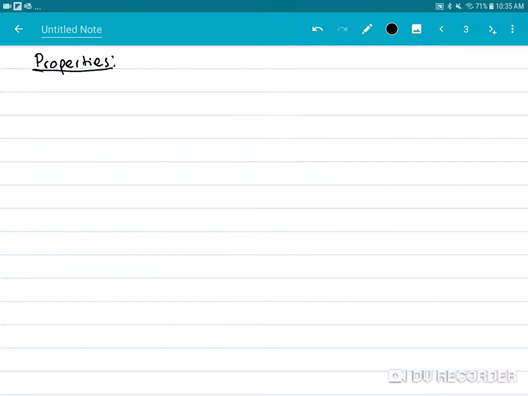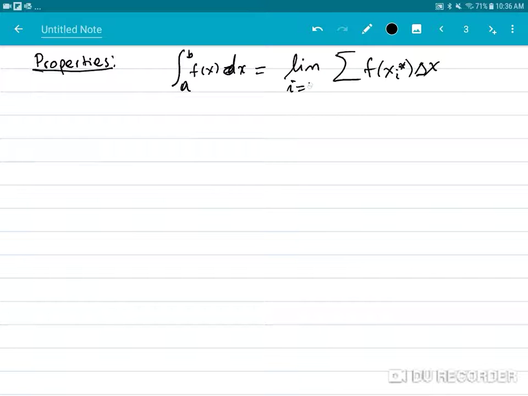All right, I'd like to talk about some of the properties of these definite integrals. So the definite integral is defined by the limit of the sum of f of xi star times delta x, i from 1 up to n, and the limit as n approaches infinity.